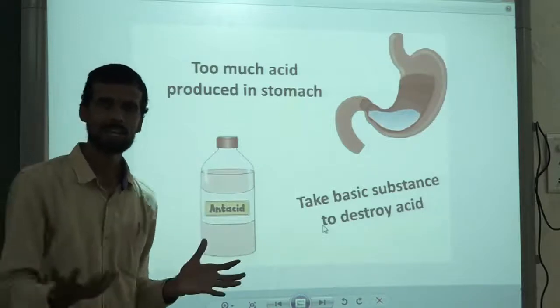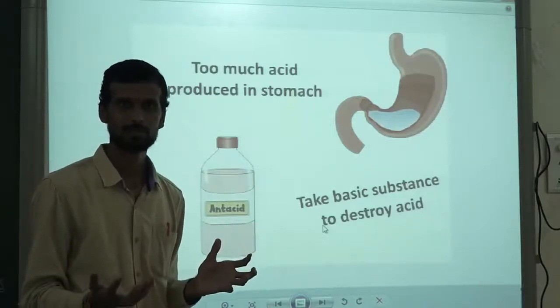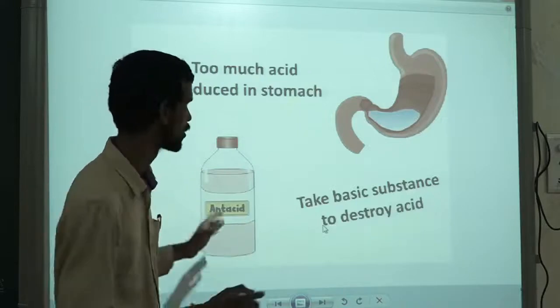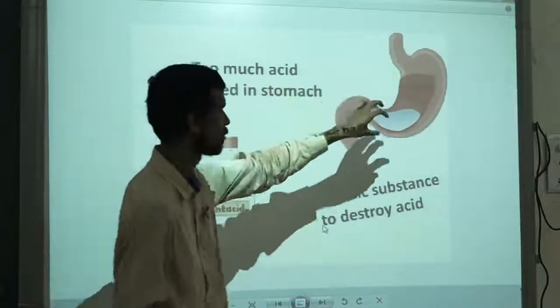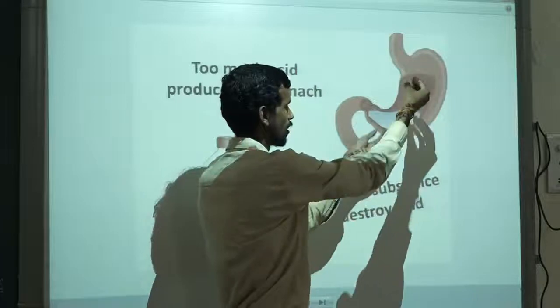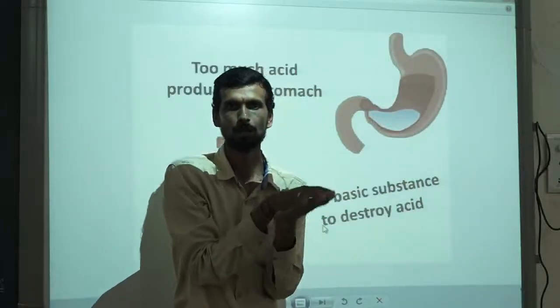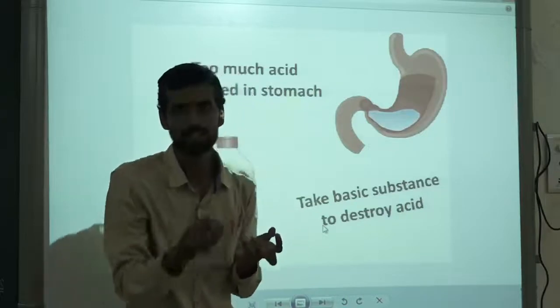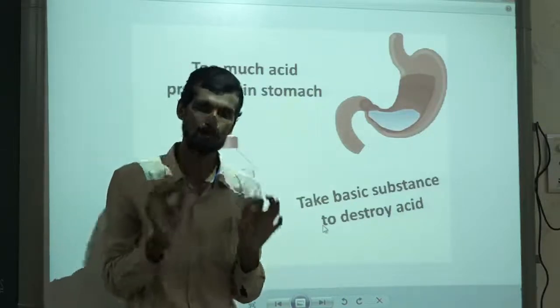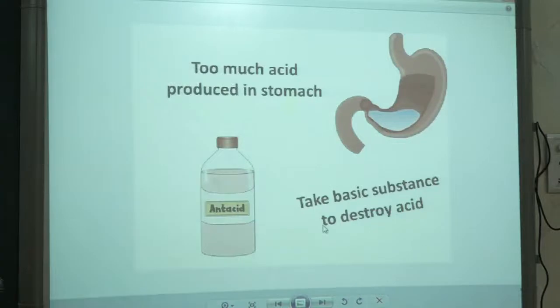So various bases are available in the market. Various medicines are available which contain base. So you take a base. And what happens in the stomach? When you take a base, acid is there, so there is neutralization. So the concentration of acid is reduced, and then you feel well. You feel relaxed, you feel calm.